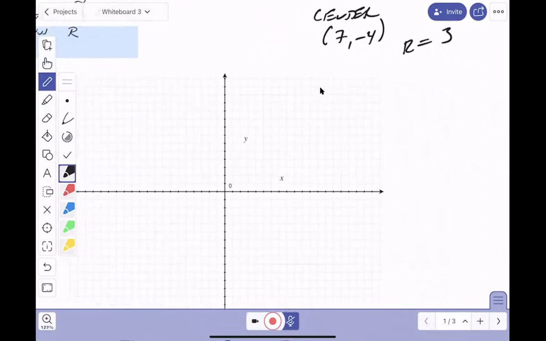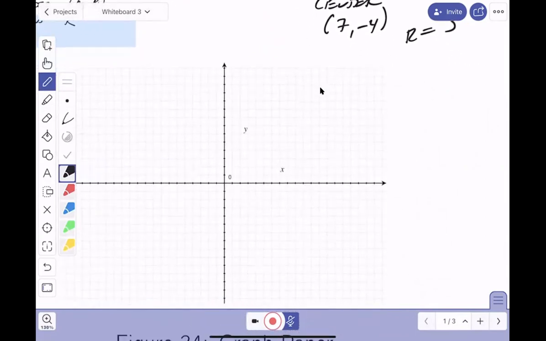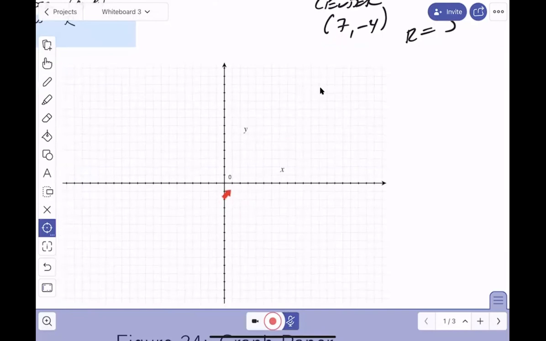I'm going to go back over here. And what I'm looking for is the center. And the center I have to go 1, 2, 3, 4, 5, 6, 7, and then down 4. Go right there. So I'm going to plot that point. I'll put that in red. And let me just make sure I'm doing that right. 1, 2, 3, 4, 5, 6, 7. 1, 2, 3, 4. All right, that's done. So I got my center down.